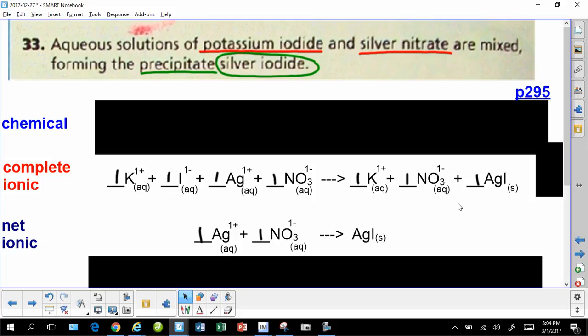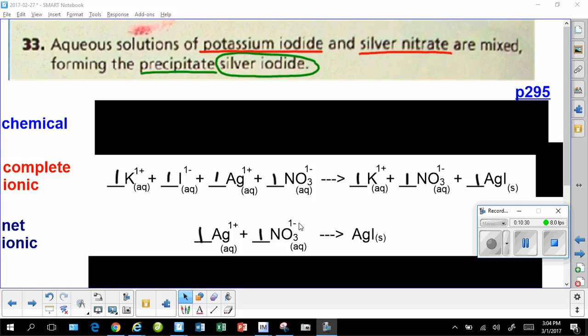Yes? How do we know which one? The spectator ions are everybody except the two ions that make up your solid. Why do we have them there? Nitrate has to be there. Whoa, I had nitrate. Silver and iodide. Oh my goodness, we got to change that.